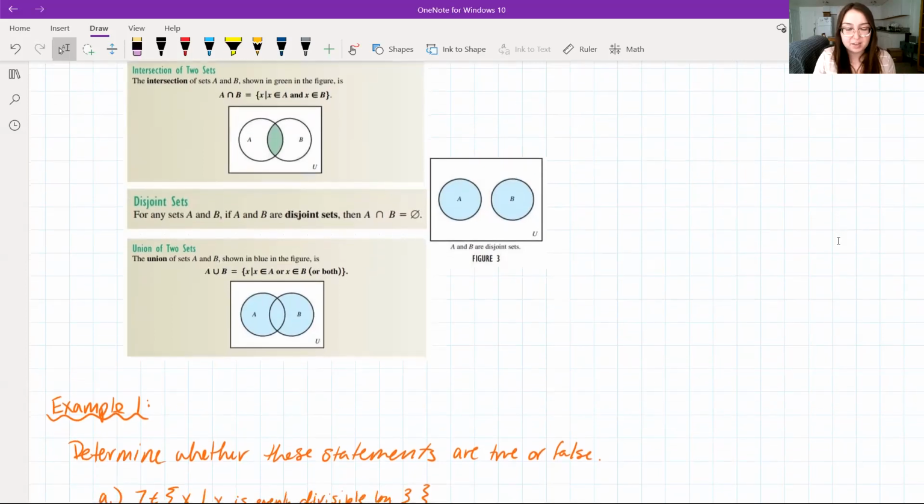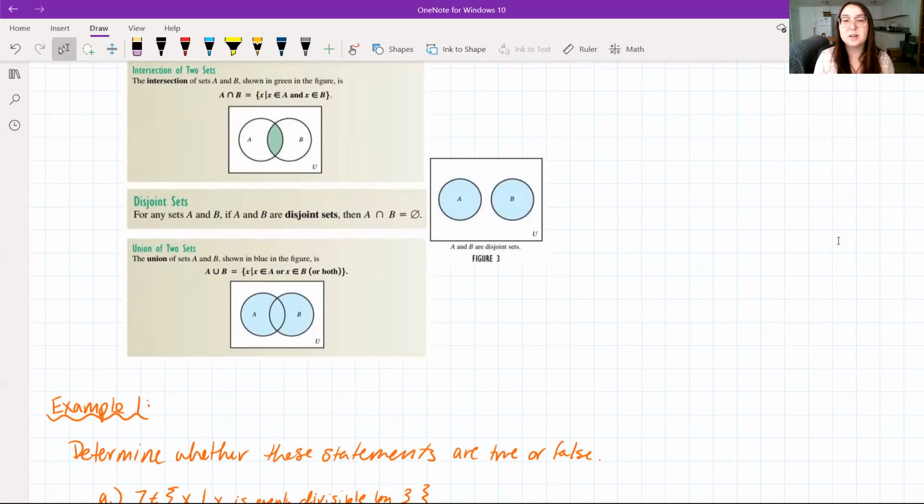Then lastly, we have the union of two sets. The union of sets A and B, shown in blue in the figure below, A union B, is equal to the set of X where X is in A, or it's in B, or it's in both. So when we have our two overlapping circles, it's any region within the overlapping circles. It's one or the other, or both.